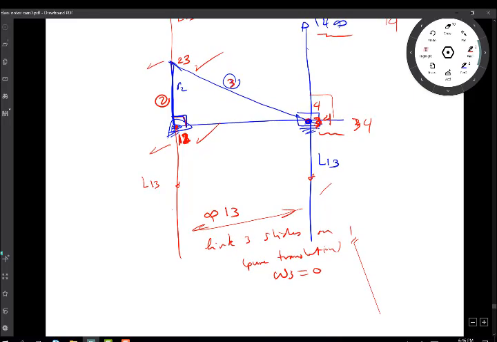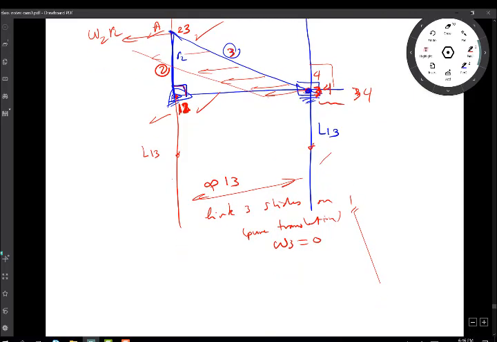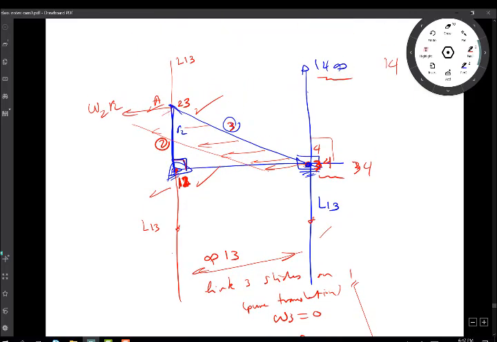And not only that, when a link is doing pure translation, I can get the velocity of any point on it, and this will be the velocity of any point on the link. All points have the same velocity in the same direction. So the velocity of this point A is equal to omega 2 R2, and every point on link 3 will have the same velocity, including the slider at the bottom end. They all have the same velocity. So this means VB is equal to omega 2 R2. At this point in time, the velocity from this end goes through to this end.